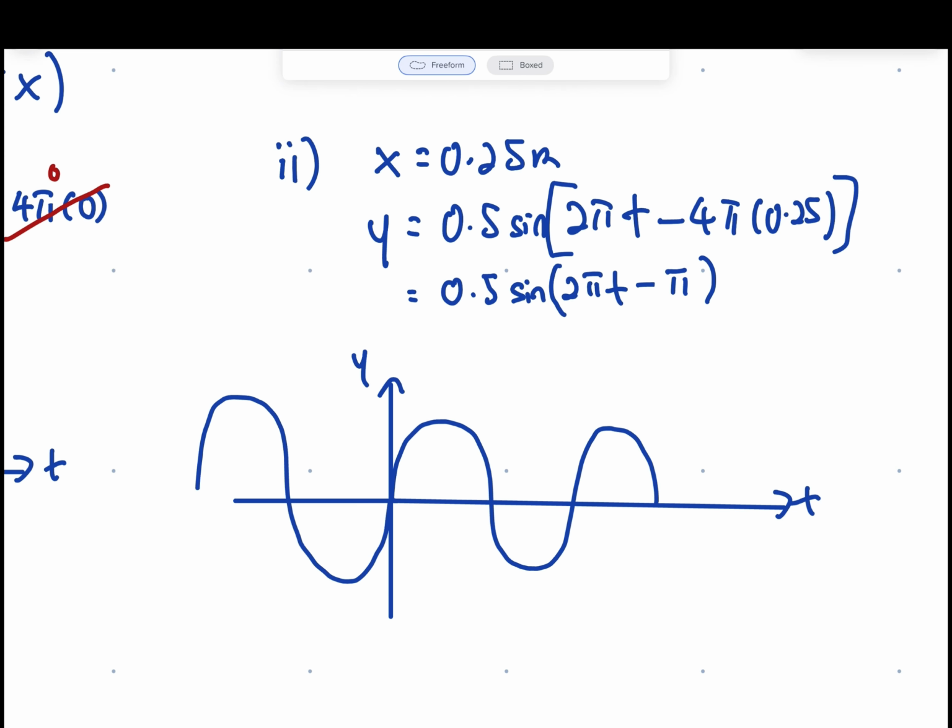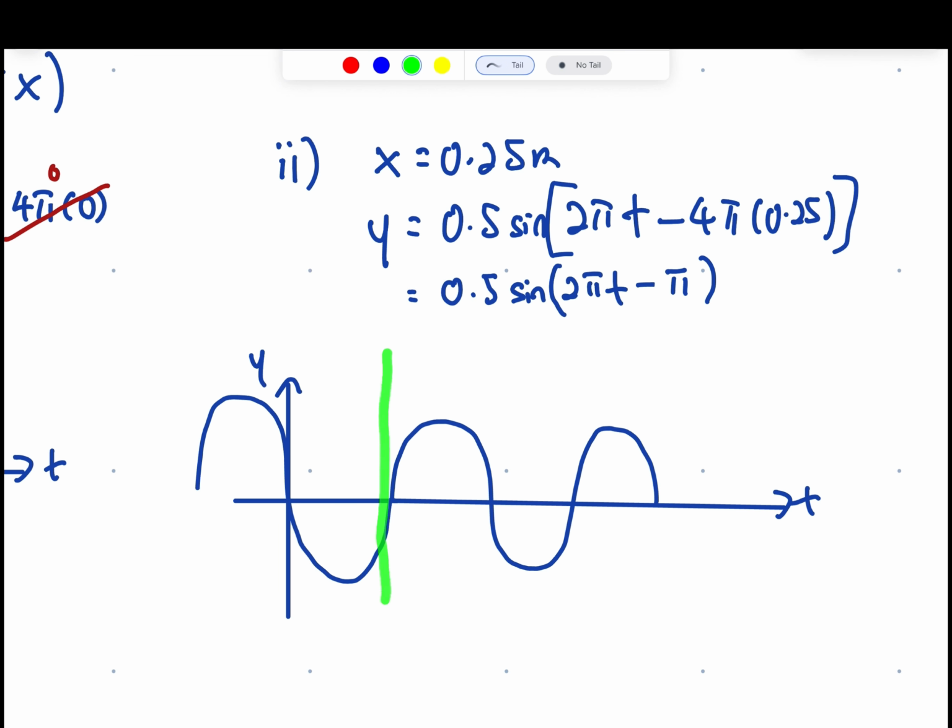But how much should we move to the left? It depends on what the value is here. In this case, it's pi. So we should move our y-axis to the left by how much? Pi. So what is pi? This one is considered as 2 pi radian, so pi is only half of it. That means negative pi, we move our y-axis to the left by pi. This is the final position.